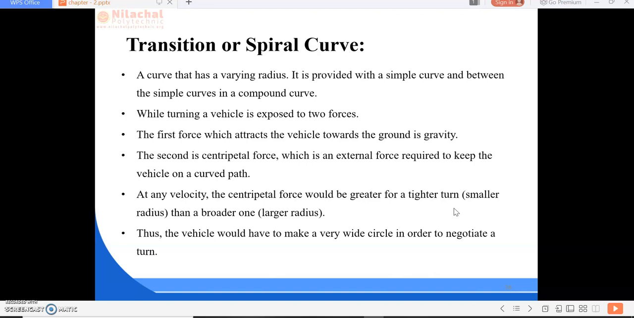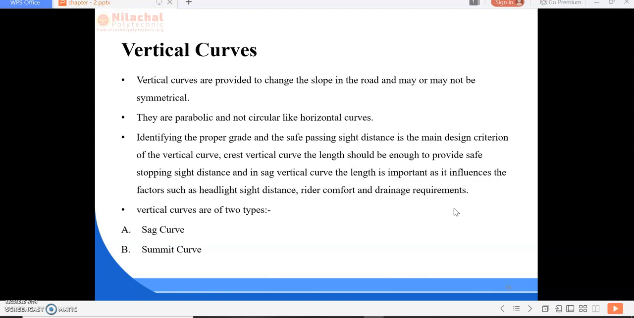While turning, a vehicle is exposed to two forces. The first force which attracts the vehicle towards the ground is gravity. The second is centripetal force, which is an external force required to keep the vehicle on a curved path. At any velocity, the centripetal force would be greater for a tighter turn, smaller radius, than a broader one, larger radius. Thus, the vehicle would have to make a very wide circle in order to negotiate a turn.